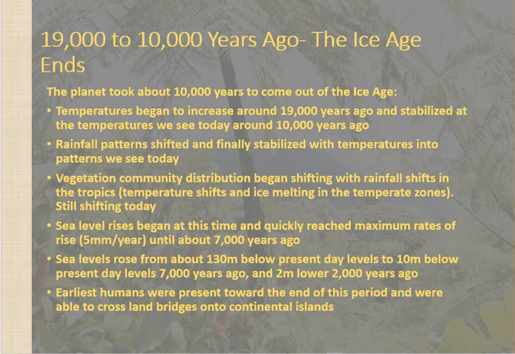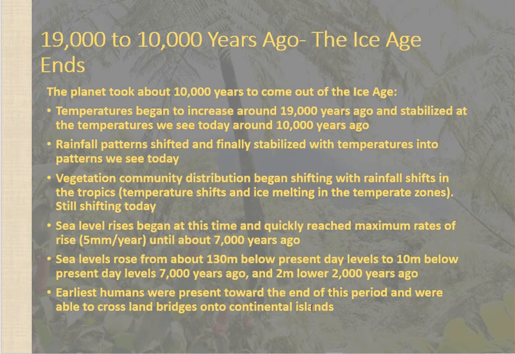All right, so sea level rises began around 19,000 years ago, quickly reached maximum rates of rise at about 5 millimeters a year. To put that in context with global warming, sea levels are rising at about 1 to 2 millimeters per year. And those rapid rates of sea level rise continue until about 7,000 years ago. At that point, the sea level rise fell to about 1 to 2 millimeters per year and then finally stopped about 2,000 years ago.